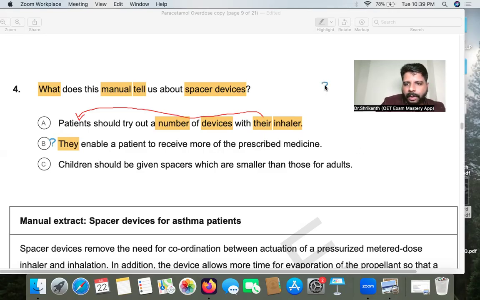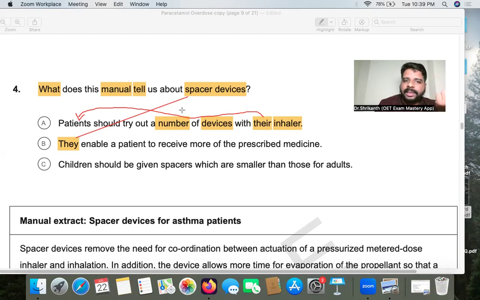Patients? No. The word they. This is the clarity that students need to have. Yeah, very good. Spacer devices. So they is basically referring to the spacer devices over here. This is what it is referring to.